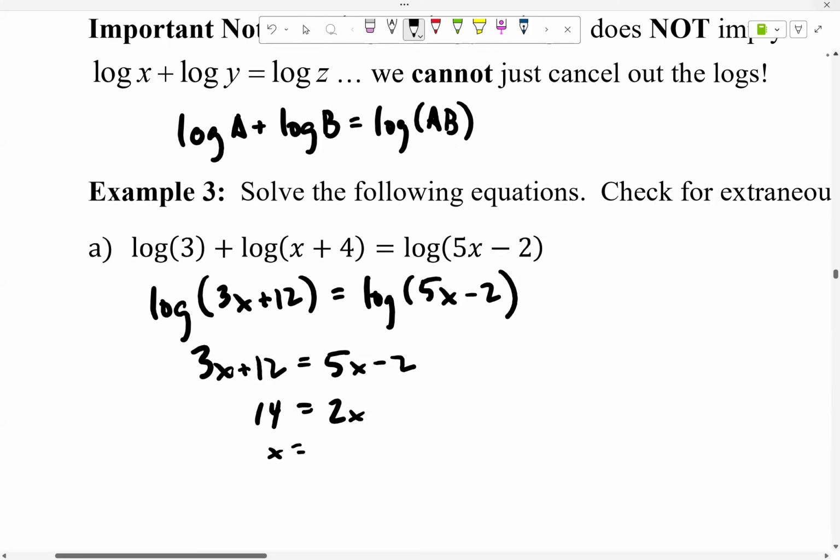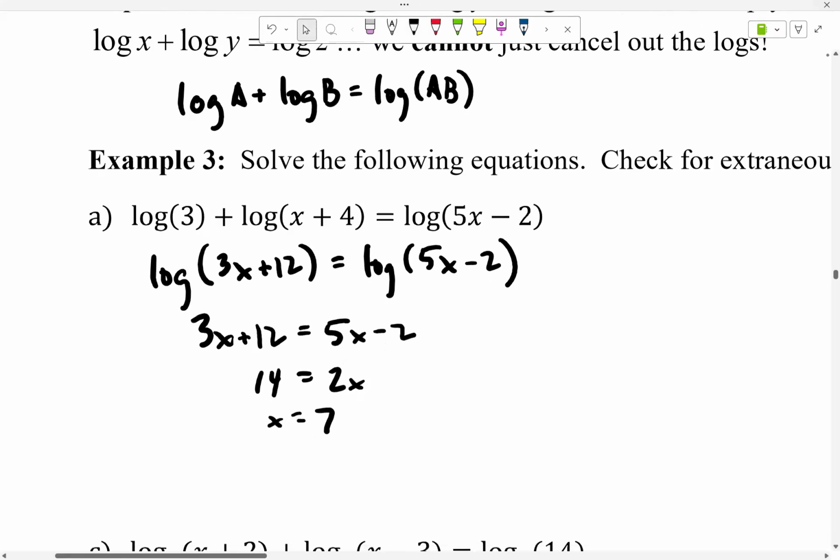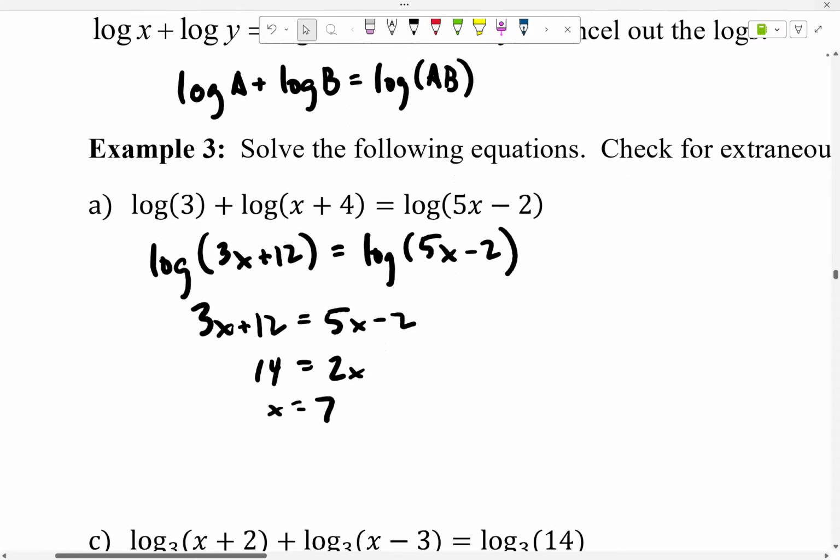If it's the same base, then if it's just a single log on each side, there's no addition. Are we good? So please be careful about that.